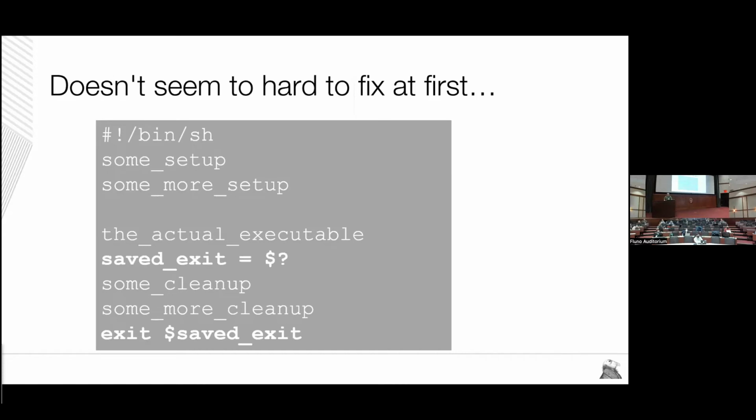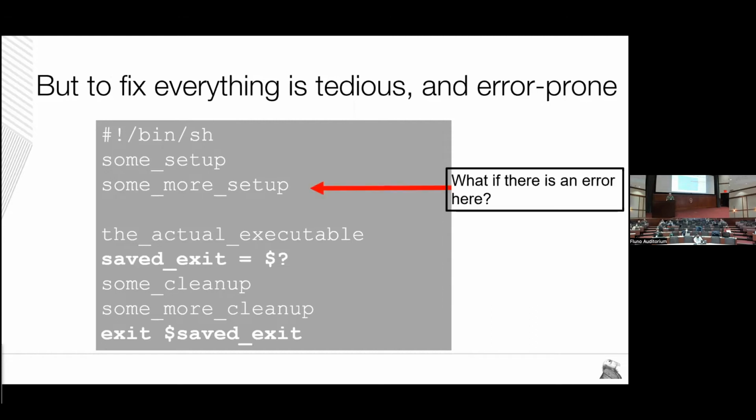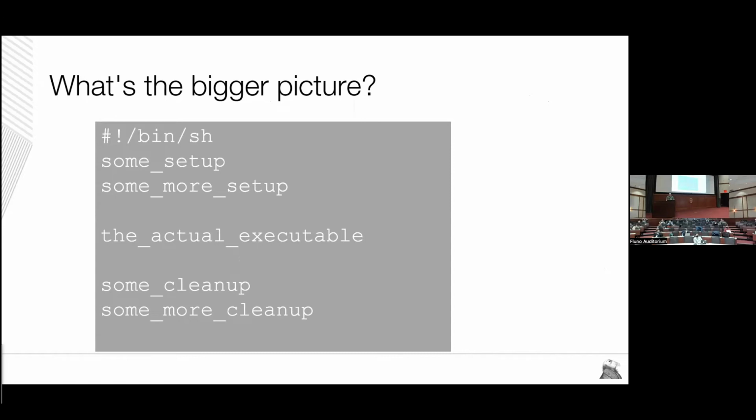So at first, maybe this seems like it's easy to fix. We'll capture the exit code here and save it, and we'll exit with that exit code. So we'll actually return the bona fide exit code of the executable back to Condor, and then it's the AP. But this is really tedious in the real world because, well, what if there's a failure here? And more importantly, we need to understand what kind of error happens up here. Is this setup error really the same as a job error, or is it an environment error? Is it something that we could maybe fix by rerunning, or is it a site-specific thing? So we really need to understand the bigger picture.